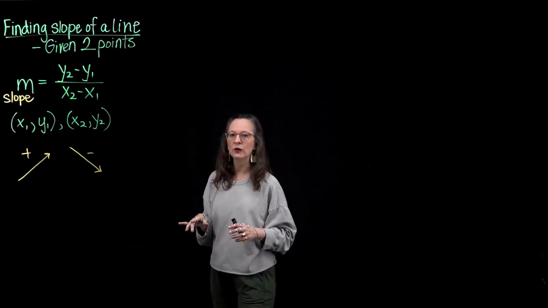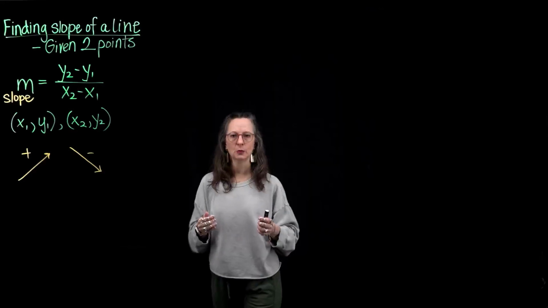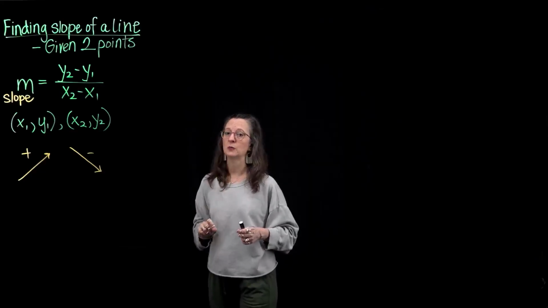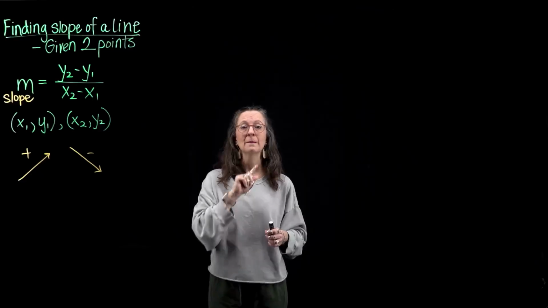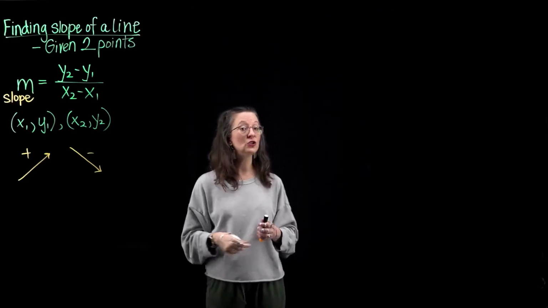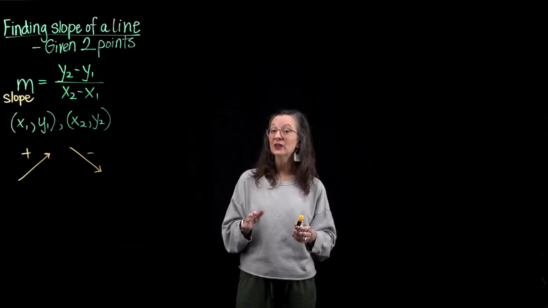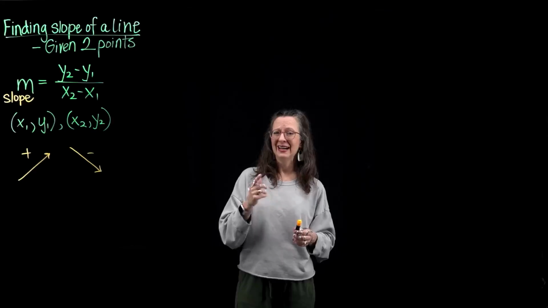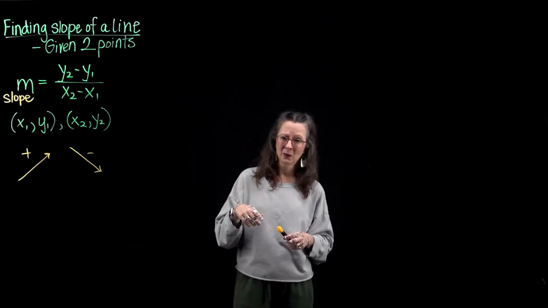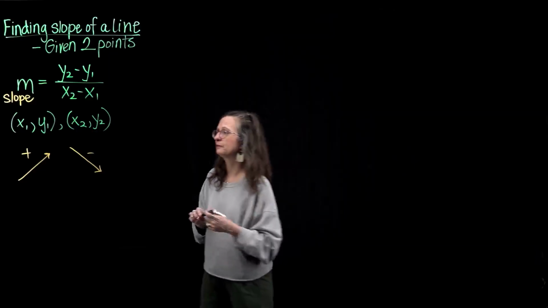Now, a lot of students will ask, how do I know which point is point 1 and which point is point 2? I'm going to tell you the truth, it doesn't matter. You can choose whichever one you want to be point 1 and point 2, as long as you're consistent. Point 1 has to be made up of x1, y1. Let me show you what I mean.